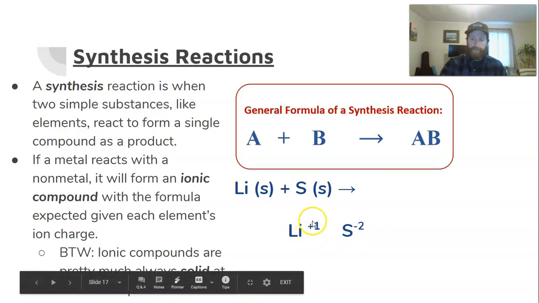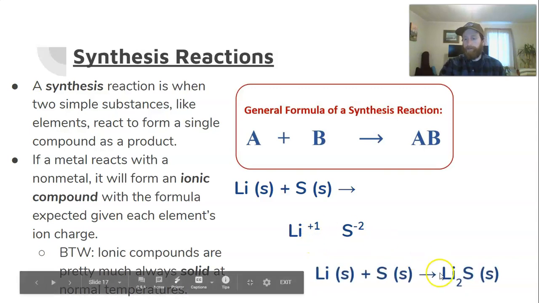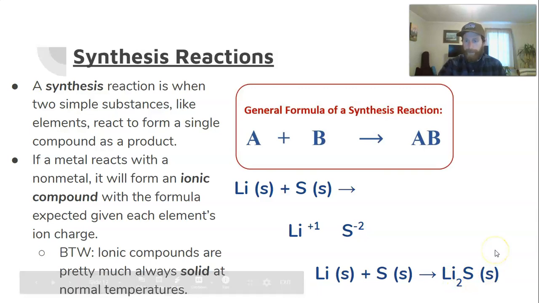And I can crisscross those. I'll bring the 1 down to be sulfur subscript. I'll bring the 2 down to be lithium subscript. And I can get a final formula of Li2S. So if lithium reacts with sulfur, it'll make lithium sulfide, which has a formula of Li2S. Hopefully that makes sense. These are your PD questions, trying to predict the products of synthesis reactions.